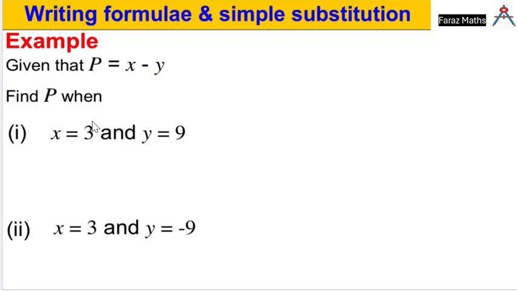Okay, the next question here is, given that P is equal to X minus Y, find P when X is 3 and Y is 9. So P is equal to, you have to use the formula X minus Y, then P is equal to X is 3, then you have to use the sign of the formula which is minus, and Y value is 9. If it is just 9, it means it is plus 9. So 3 minus 9 is minus 6.